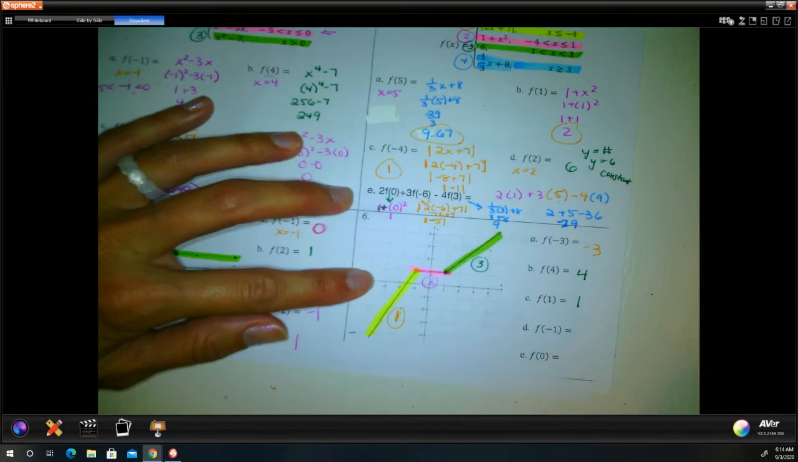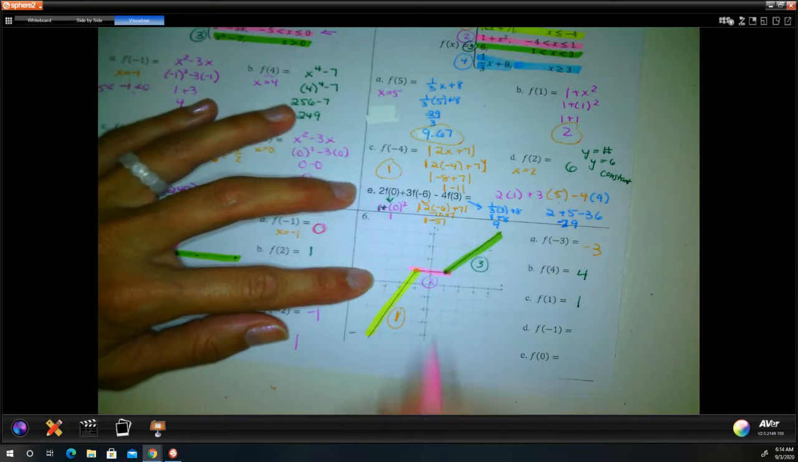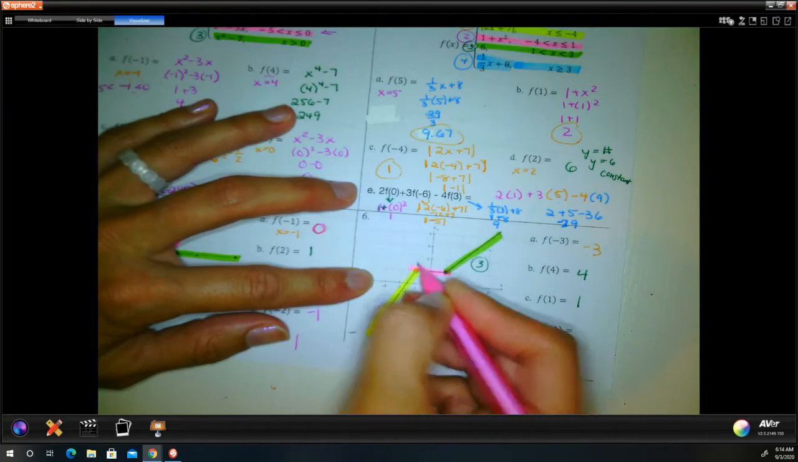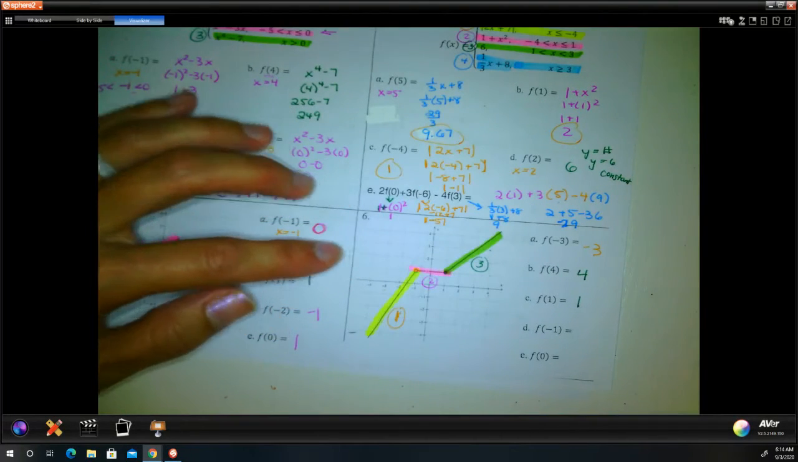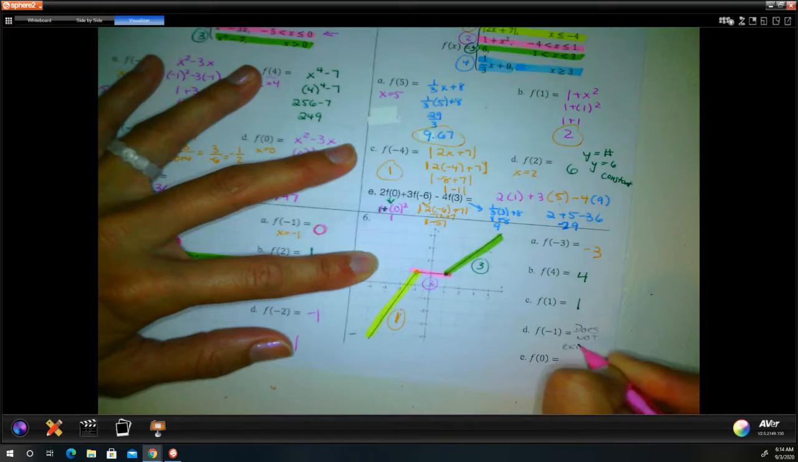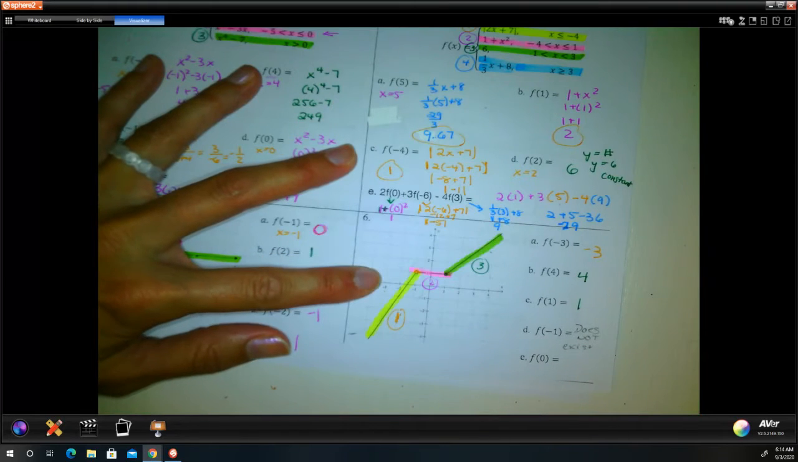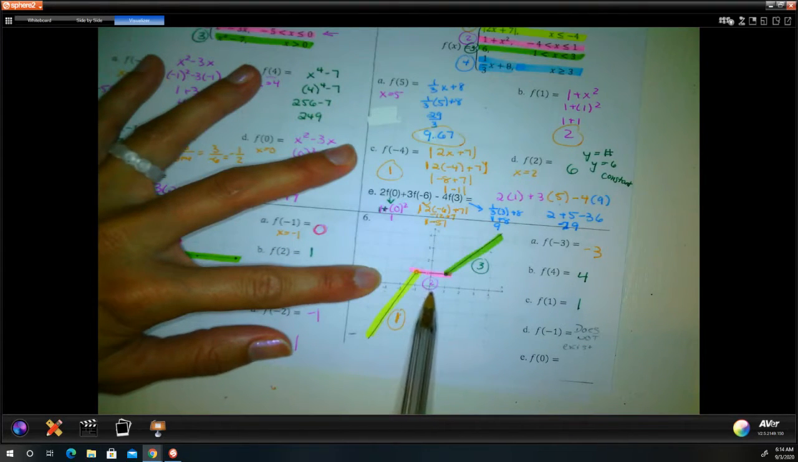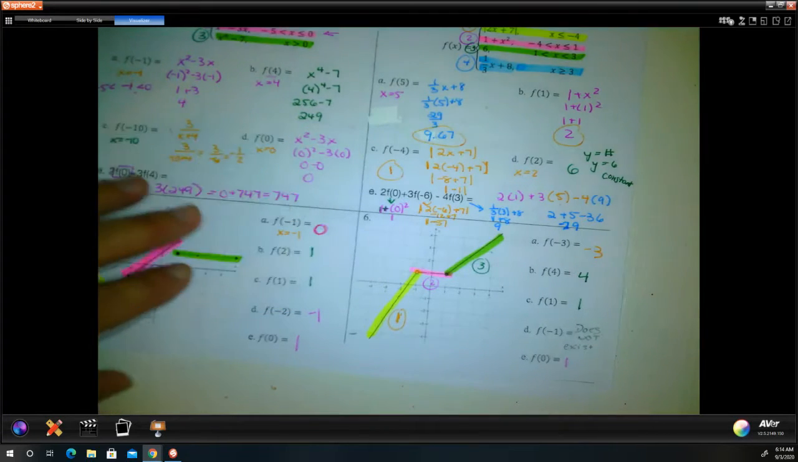Okay, F of negative 1 is non-existent because the only thing there is an empty hole. So I just say does not exist for that one. X of 0 leads me to this pink section. Here's where x is 0, and that would be 1. Okay, page 4.